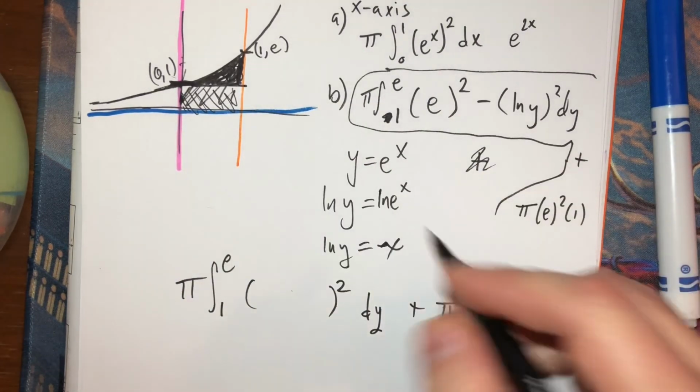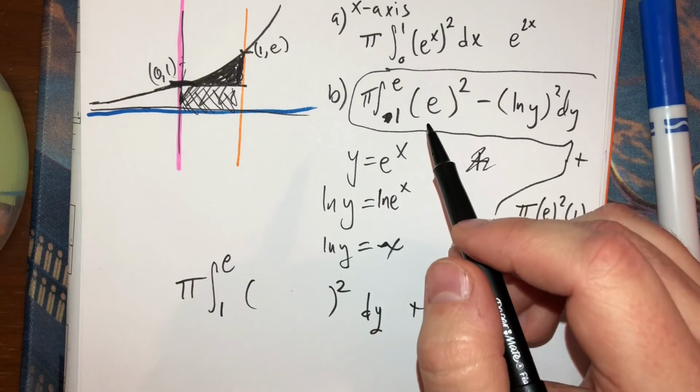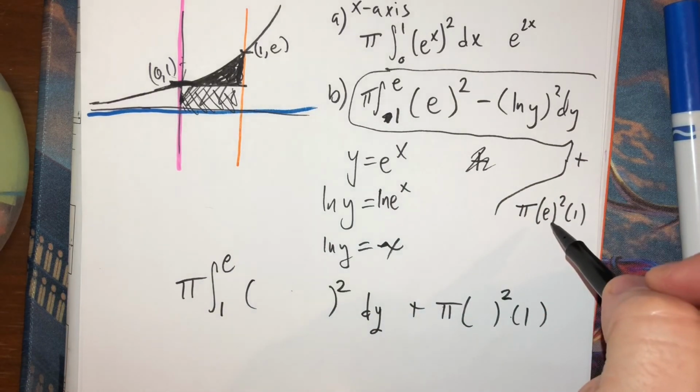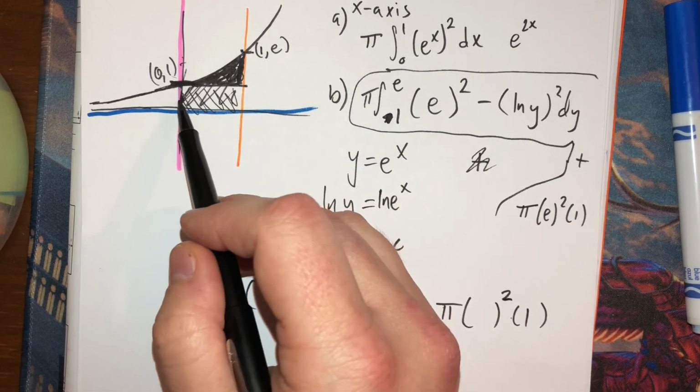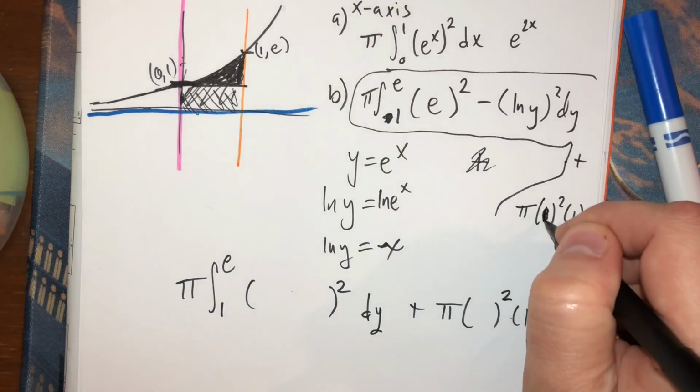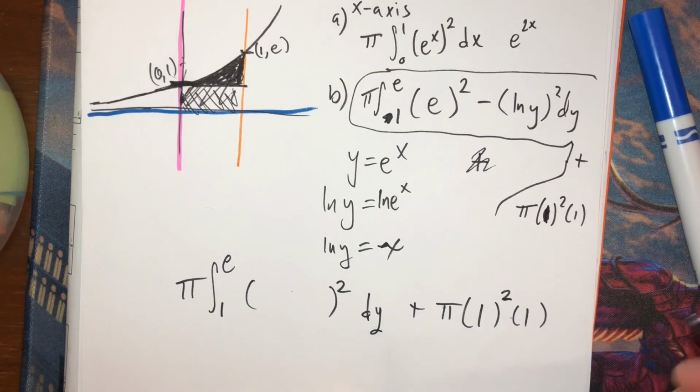And so, oh, wait, the width of this is 1, it's not e. Sorry about that. So we're just going to add a pi to it. Pi.